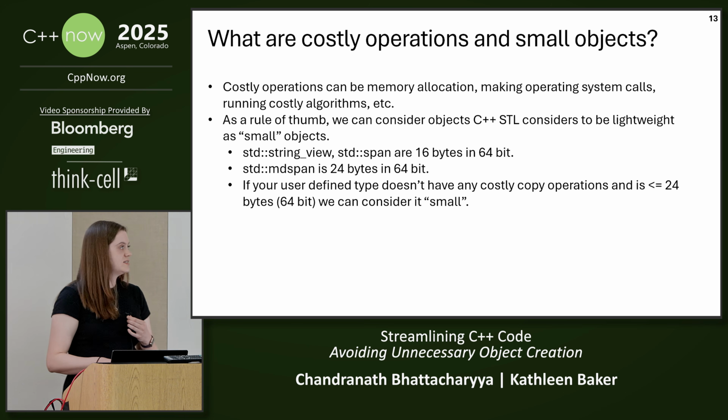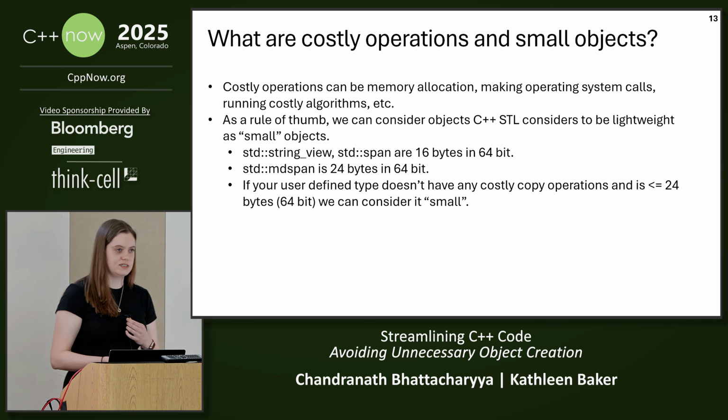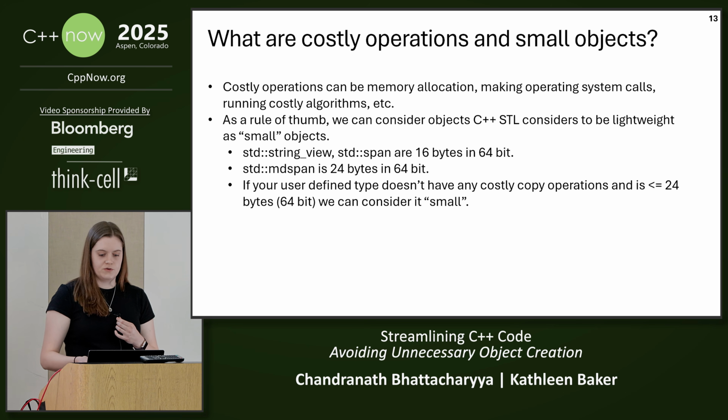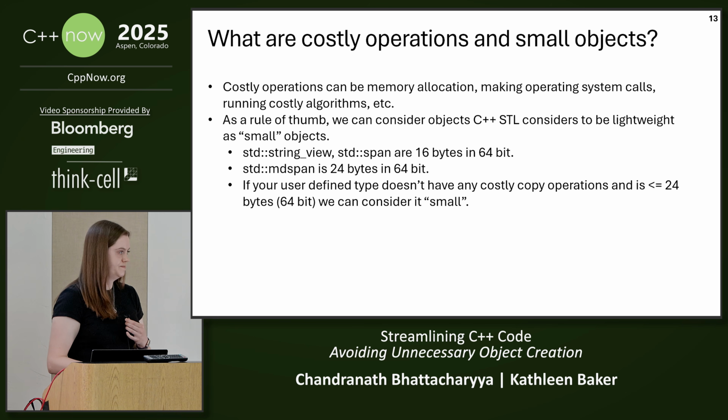We can consider objects that C++ STL considers to be lightweight as a small object. For example, string view and span are 16 bytes in a 64-bit system, and mdspan is 24 bytes. For our purposes, let's consider any user-defined types that don't have costly copy operations and are less than or equal to 24 bytes as a small object.